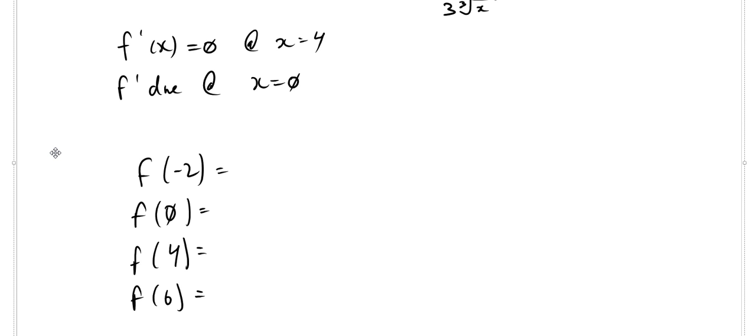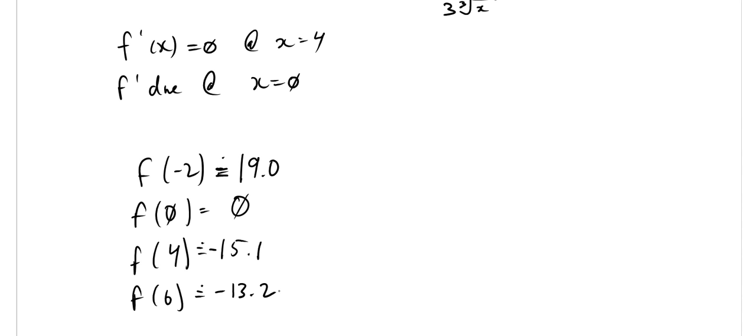All right, let's see. Did you get this? Some of these I'm just going to round, right? So this is about negative 19.0. F at 0 is 0. This is something that we need to talk about. F at 4 was about negative 15.1. And F at 6 was about negative 13.2. Does anybody confirm those, or any of them look wrong? Let me know if those are wrong.